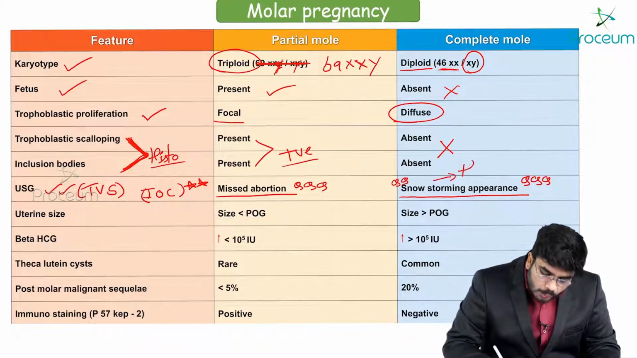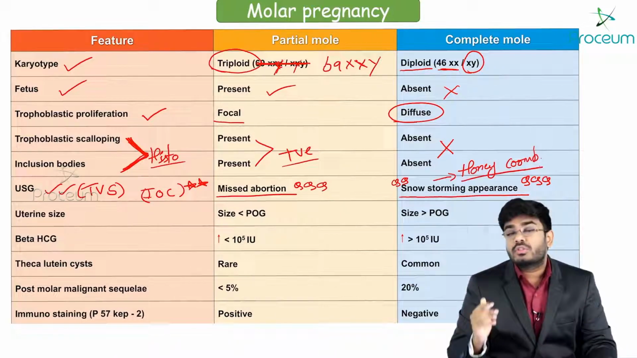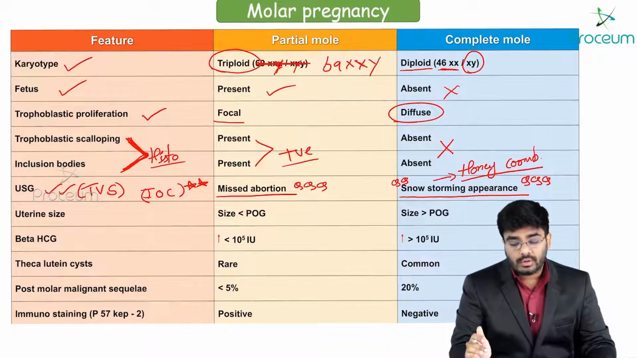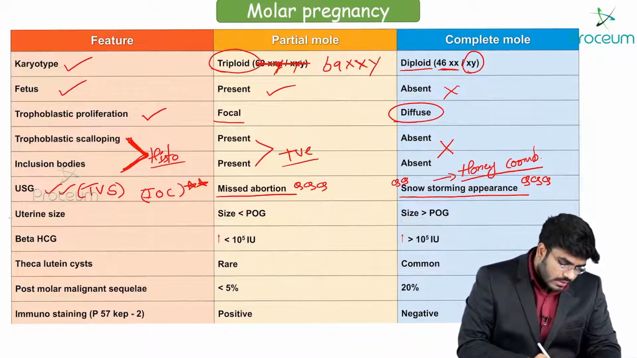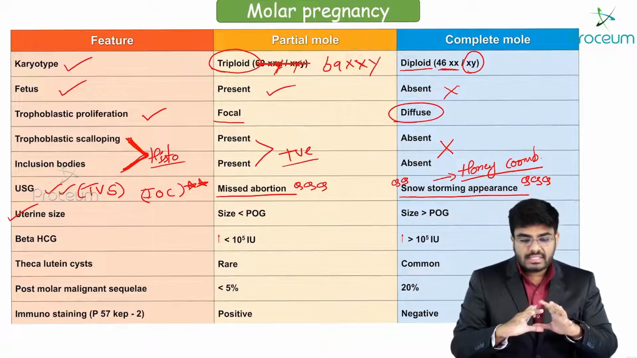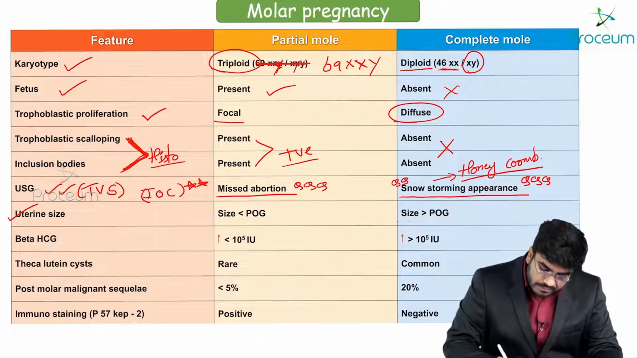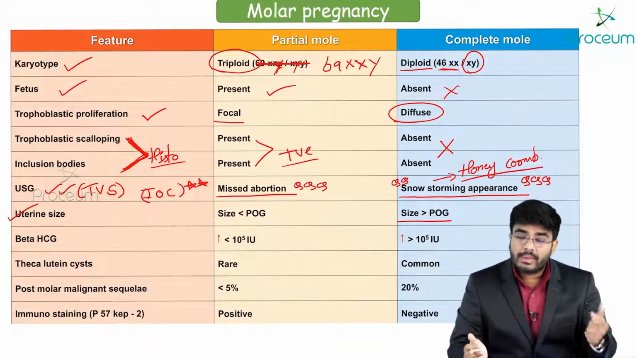It is honeycombing appearance. Okay, honeycombing appearance or snowstorming appearance on ultrasonography is seen with the complete mole. Okay, very important MCQ. Now, let's talk about the uterine size. See, uterine size is very much more than the period of gestation in complete mole. Okay, size of the uterus is more than the period of gestation in complete mole.